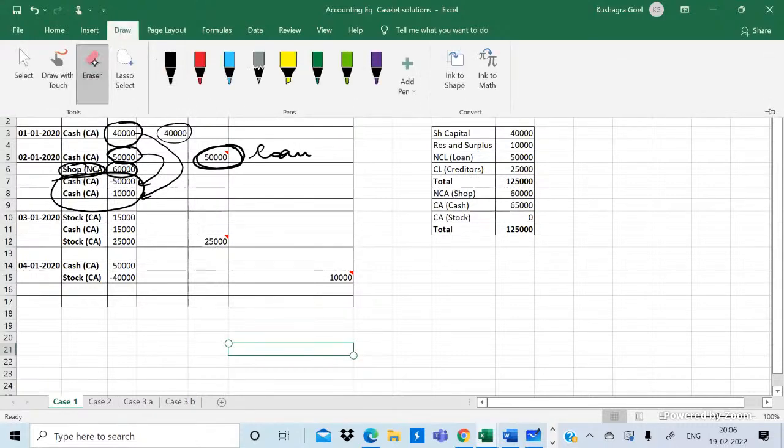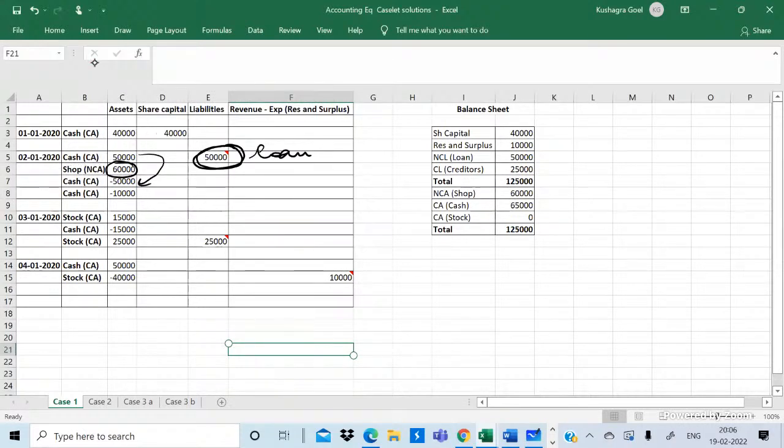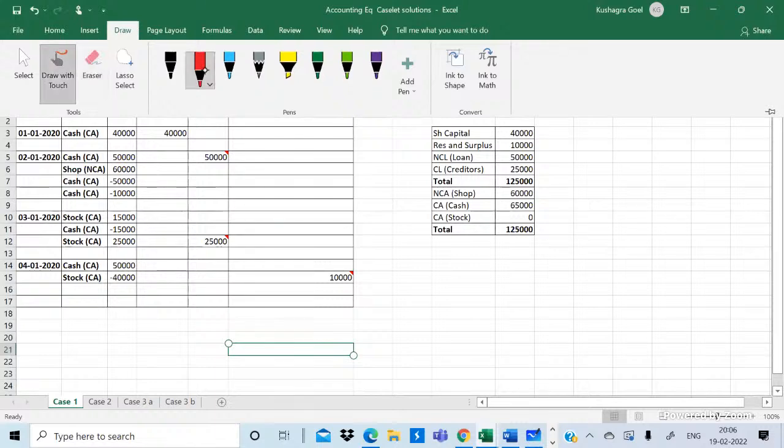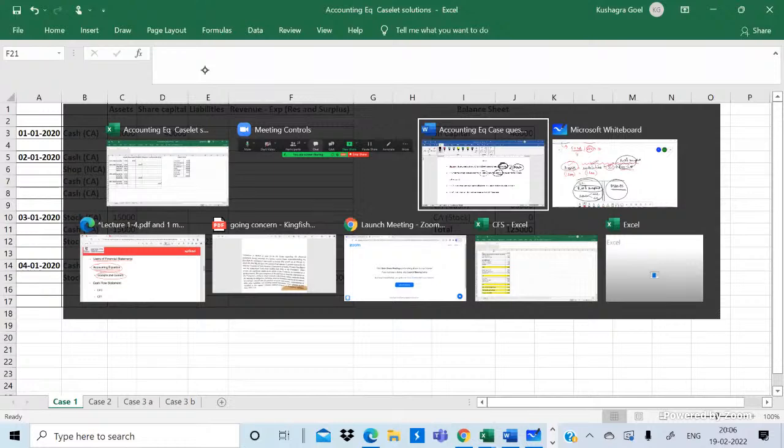Any doubt with this, anyone? Yep. Anyone struggling with whatever happened on 2nd of Jan before we look at 3rd of Jan? Okay. So let's look at what's happening on 3rd of Jan.